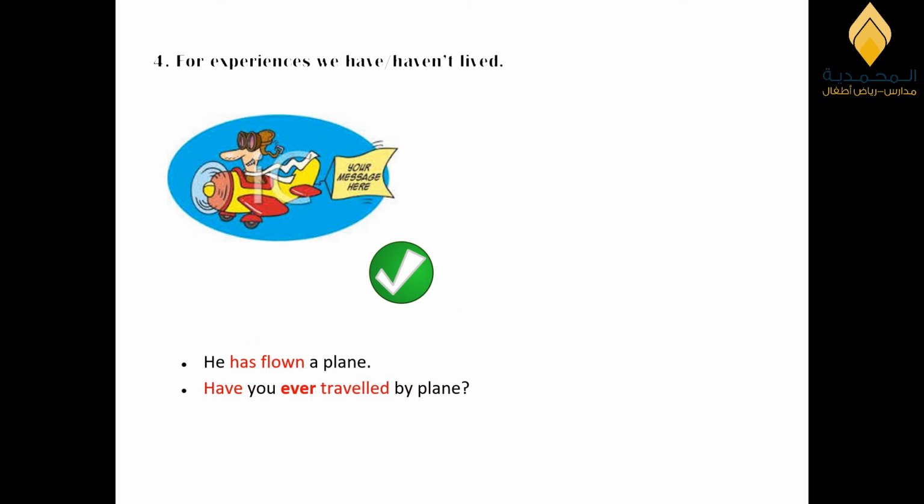Another use for the present perfect, which is to talk about an experience that you have done or haven't done. So I can say he has flown a plane. Have you ever traveled by plane? So I am talking about an experience we have lived or haven't lived.